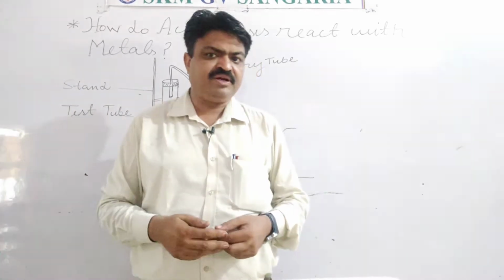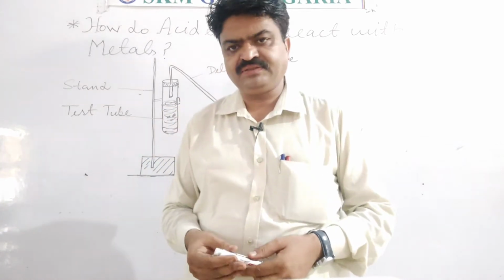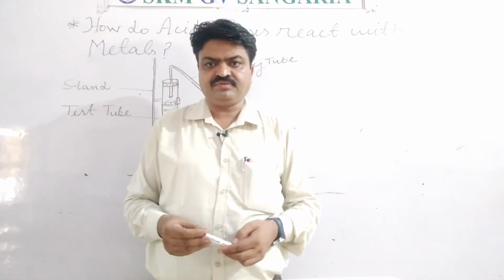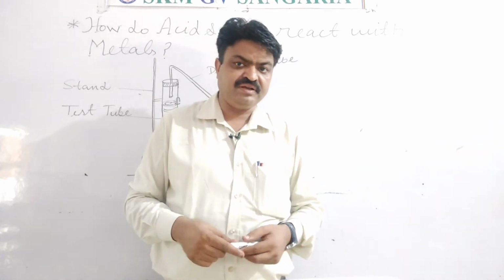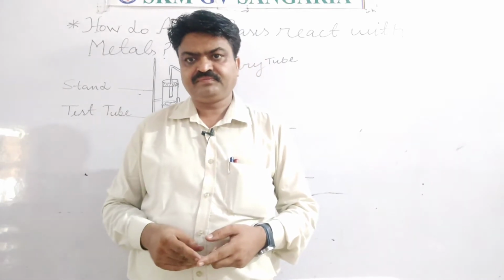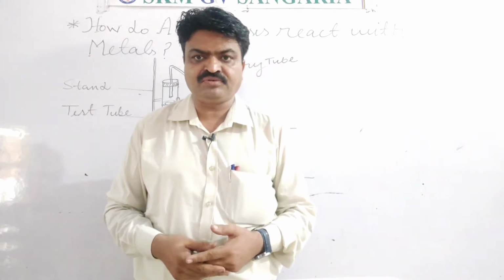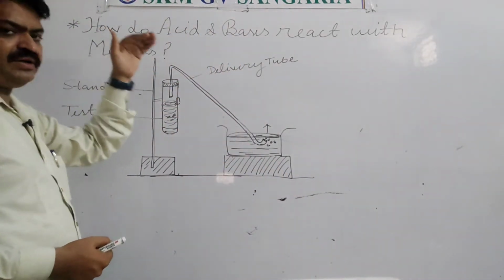In our previous segment we discussed the characteristics of acid, base and salt, and we also discussed the indicator, student. Today we will discuss some chemical reactions related to acid and base. The first reaction, given as a heading in your NCERT book, is: how do acid and base react with metals?